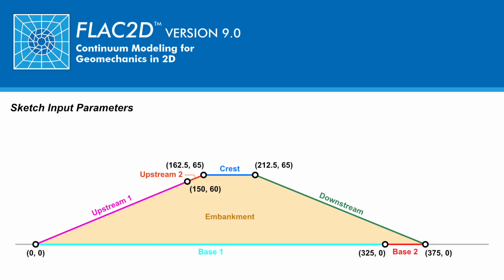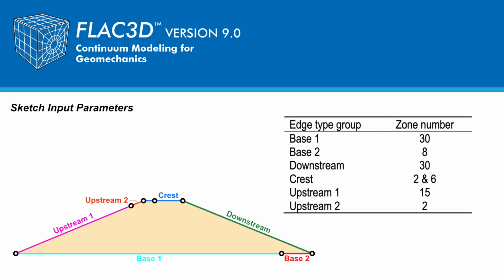The location of the points along the boundary are shown here. The points are the same as those used in FLAC2D. As with the FLAC2D example, the mesh configuration will be controlled using the zone number object property for each of the 7 edge groups. The values that will be used for each of the 7 edge type groups are provided in the table shown to the top right.